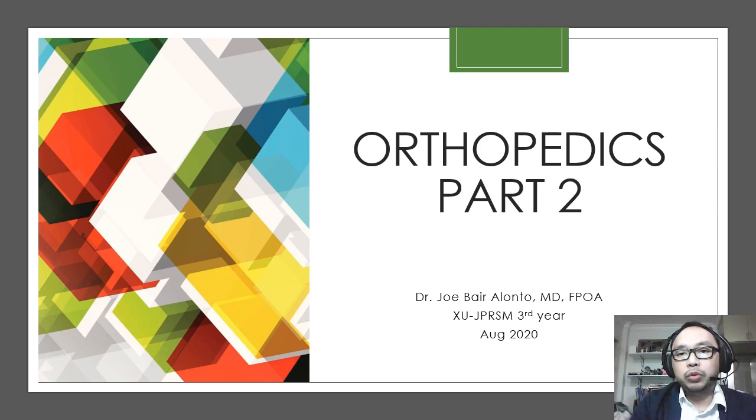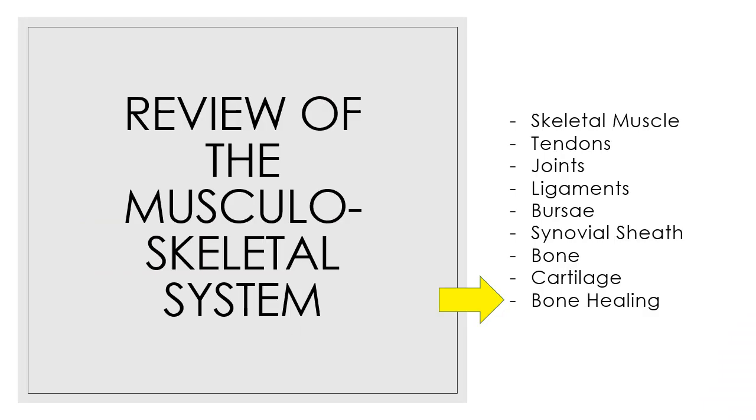So this is part two of the module in a series of lectures in orthopedics. As a review of the musculoskeletal system, we already discussed skeletal muscle, tendons, joints, ligaments, bursa, synovial sheath, bone, and cartilage in the previous lectures, and we'll be discussing bone healing in this lecture.